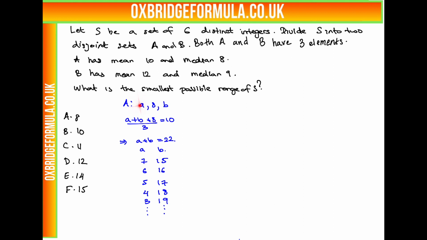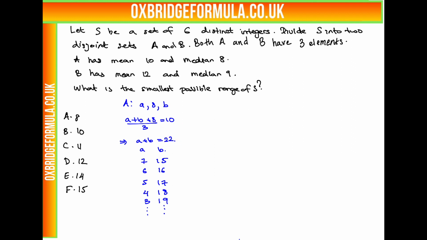If I let the first element of A be little a, and the last element of A be little b, because the median is 8, I know that b is the largest element, so it's going to be bigger than 8, and a, the smallest element, will be smaller or equal to 8. Now the information about the mean: if I calculate the mean of those 3 things, that should be equal to 10. So (a + b + 8)/3 must be equal to 10. If I cross multiply, I get a + b + 8 equals 30. So a + b is actually 22.